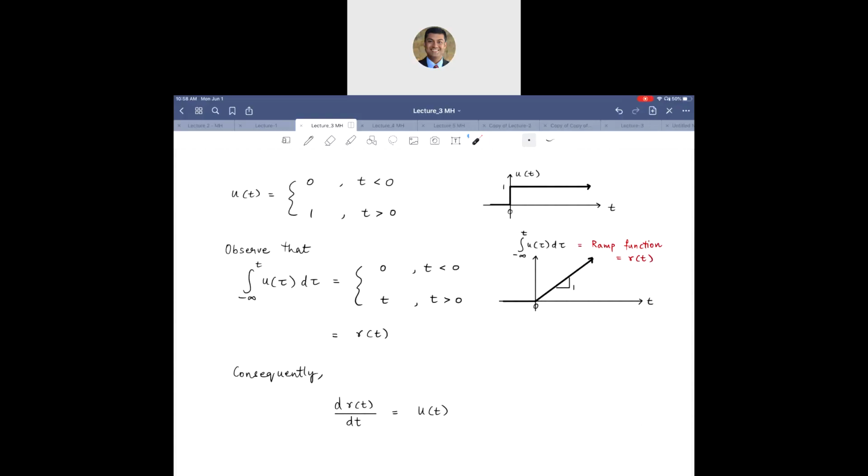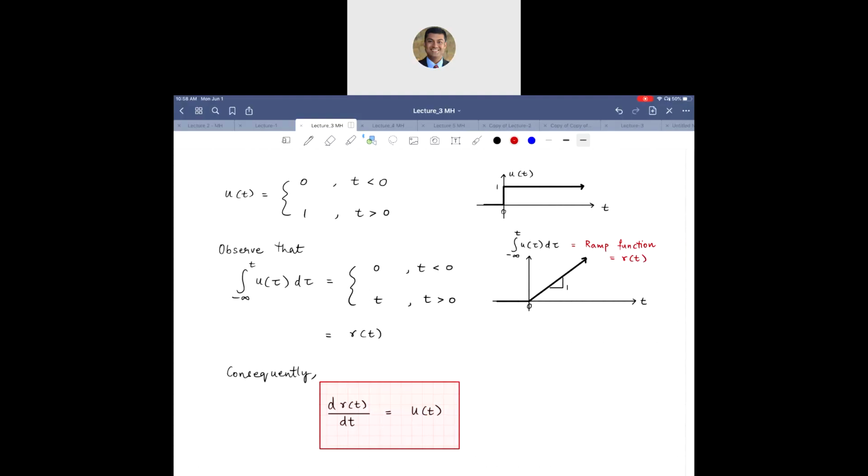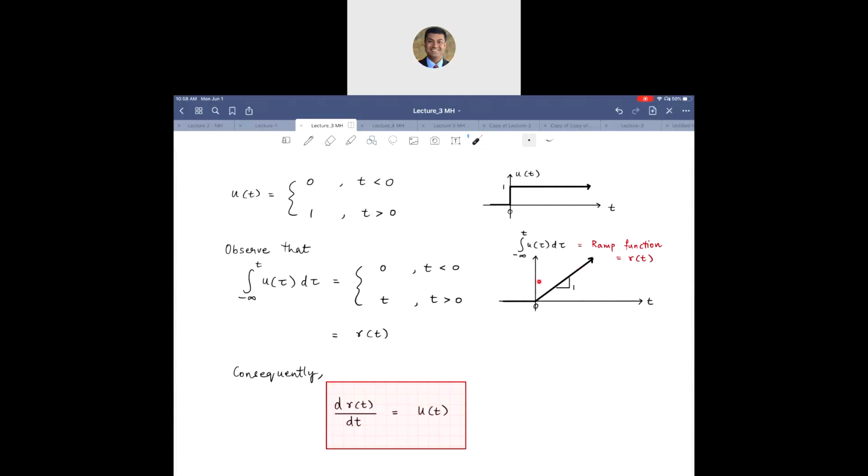So if we can say that integration of a unit step is a ramp function, consequently, the derivative of a ramp function should give you a unit function. So that's an identity that we are going to keep track of. Essentially, if I differentiate this, the ramp function, I get back this. And it's very easy to figure that out, right? Differentiate 0, you get 0. A line, differentiate, you get the slope of the line, which is 1.